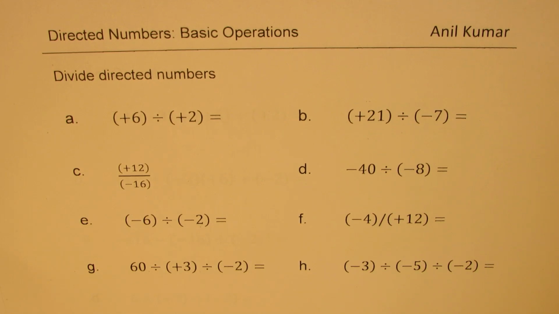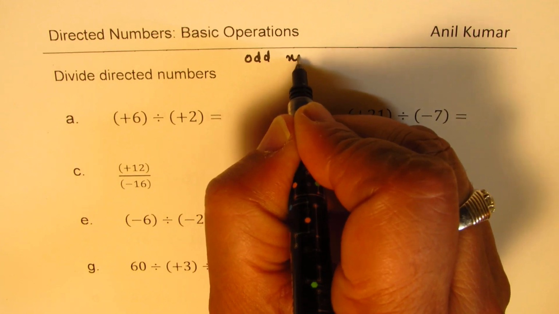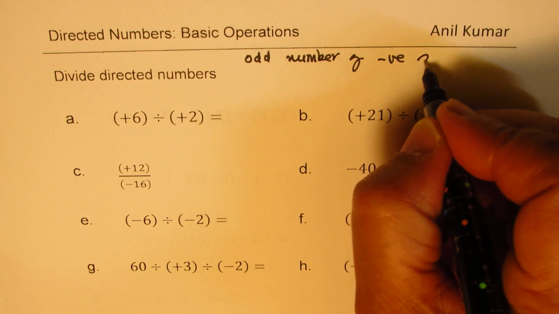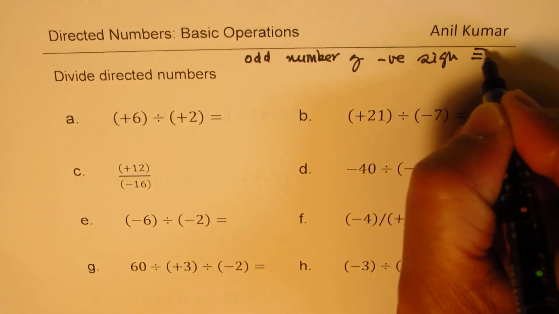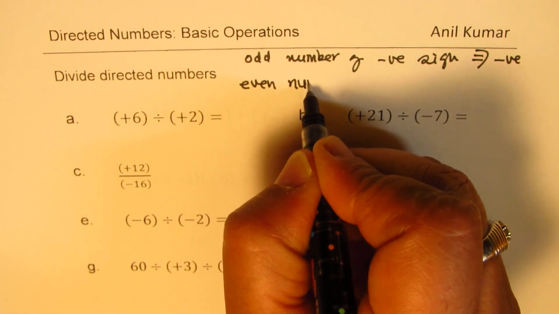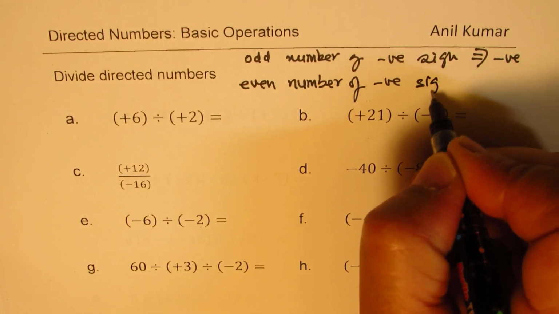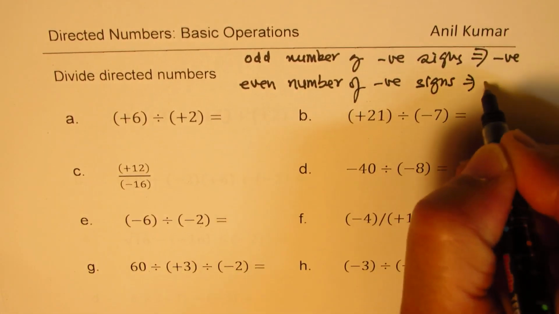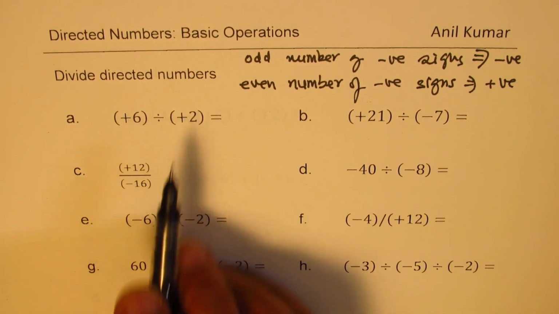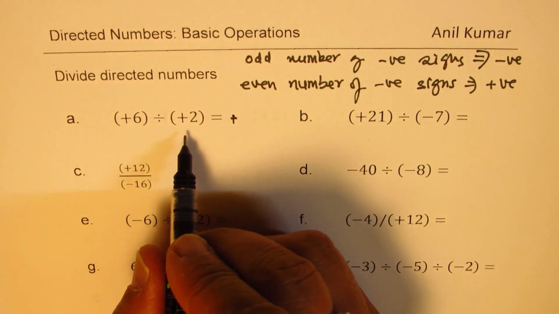Now division is similar to multiplication. So when we have an odd number of negative signs, then you get a negative result. And if we have an even number of negative signs, that will result in a positive, right? So now in this case, we have 2 positives, so definitely positive, right? No negatives. 0 negatives means positive.